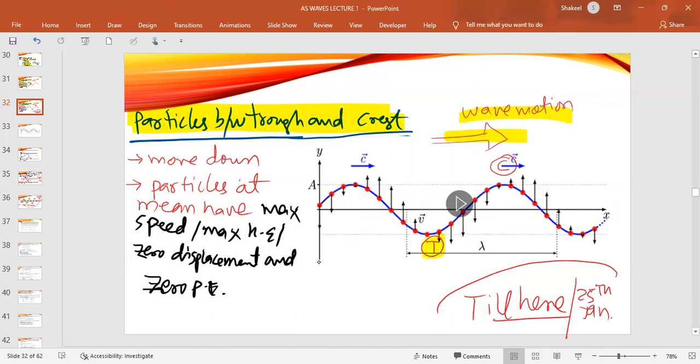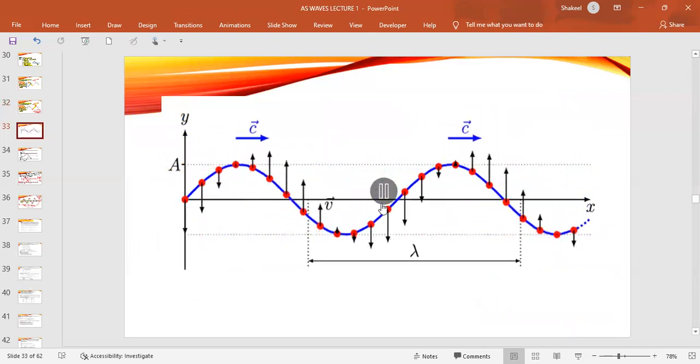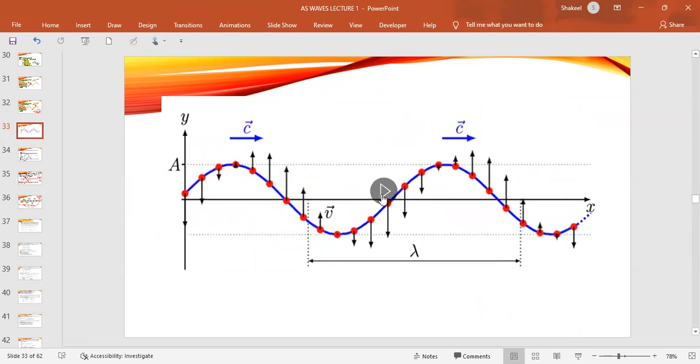Okay, now you can see here, this is the trough and this is the crest. So all the particles between trough and crest are moving down. And particles at the mean have maximum speed again, maximum kinetic energy, zero displacement, and zero potential energy because they are at the mean. Okay, now again, look in this diagram because this is very important. That's why I'm showing you again and again the same diagram.